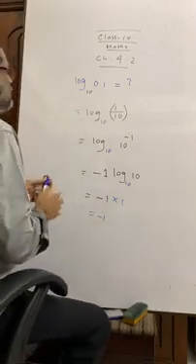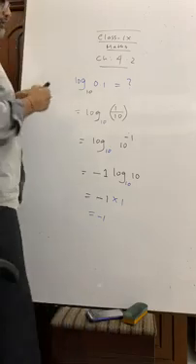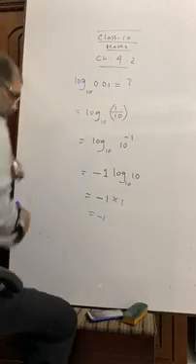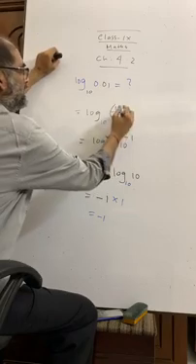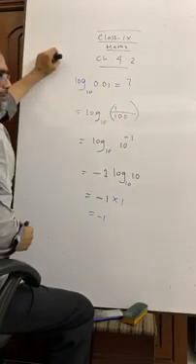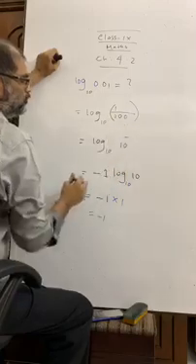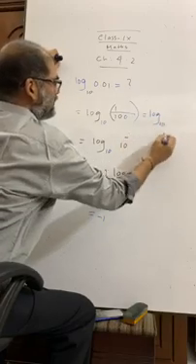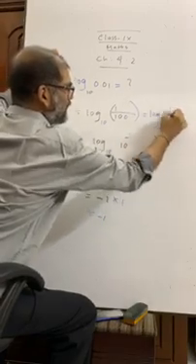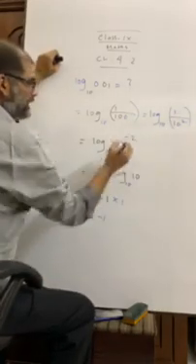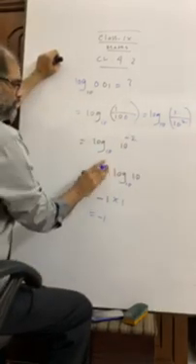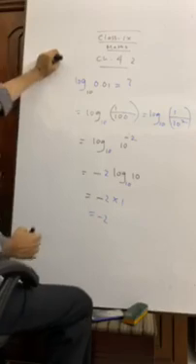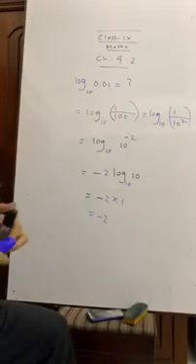Or if the math was given like this, log 0.01, then it is 1 by 100. It means log 10 base 1 by 10 square. That means 10 to the power minus 2. So here it will be minus 2. So the answer is minus 2. You understand? In this way.